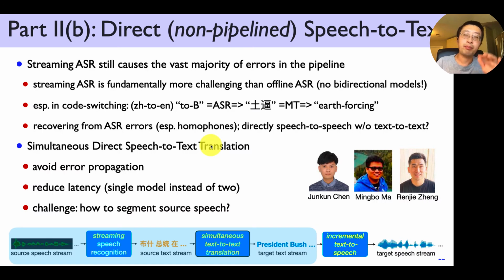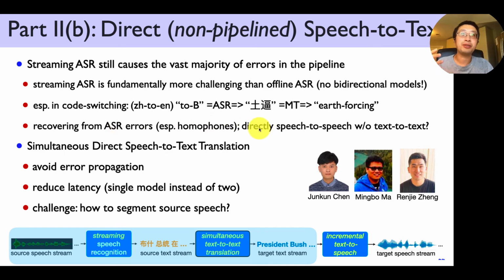Now, of course, this pipeline approach is not ideal because in a pipeline approach, you always have a lot of error propagation from the ASR. The ASR is actually the majority of the source of the errors. For example, you have some code switching in Chinese, and you would be translating in a very funny way into English. So recovering from ASR errors, especially homophone errors, is a big problem, right?